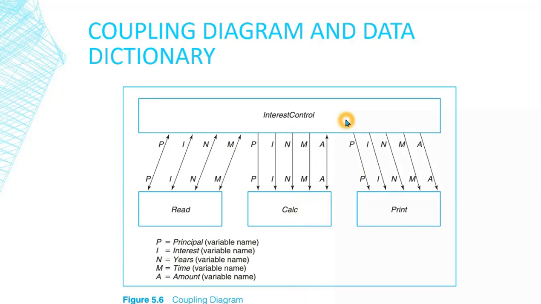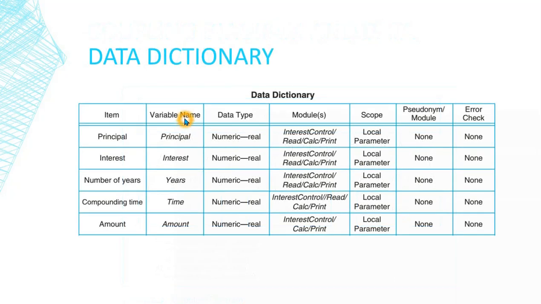Okay, and finally we send all these variables to print them, and because there is no need to change any of these variables, all of them are sent to the print module by value. Okay, so this is the coupling diagram, explaining how data is shared among all these modules.